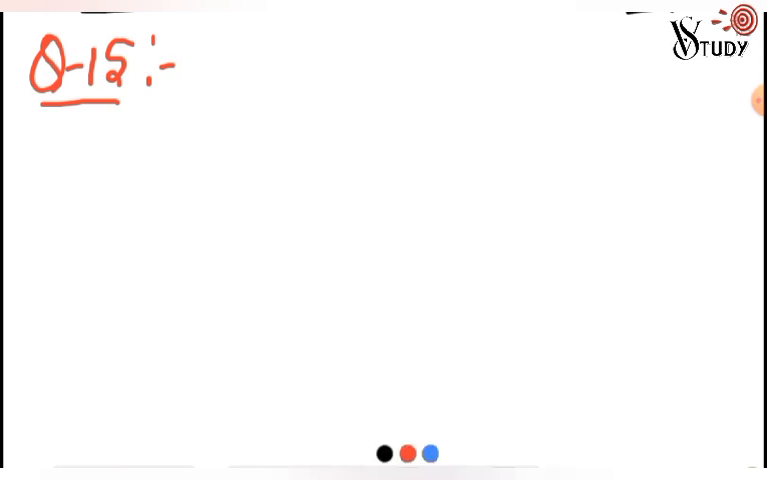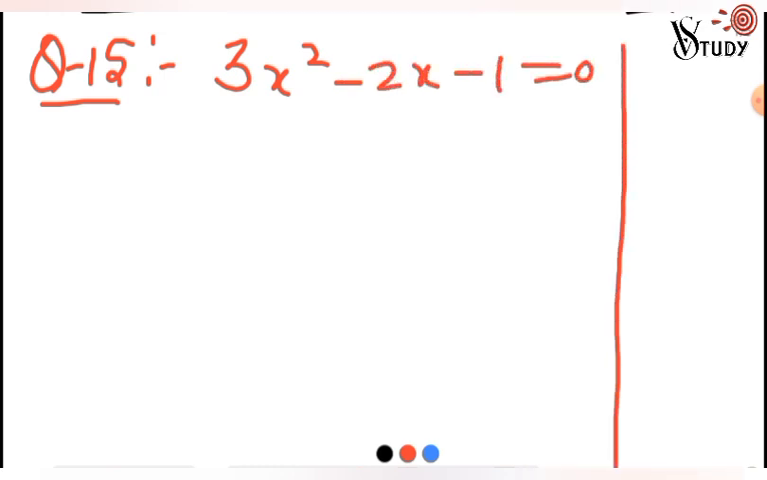Question number 15 is 3x square minus 2x minus 1 will equal to 0. Now prepare your basic strategy to solve this question. The basic strategy is that we have to multiply the coefficient of x square and the constant term. The coefficient of x square is 3 and the constant term is 1, and the product of 3 and 1 is equal to 3.